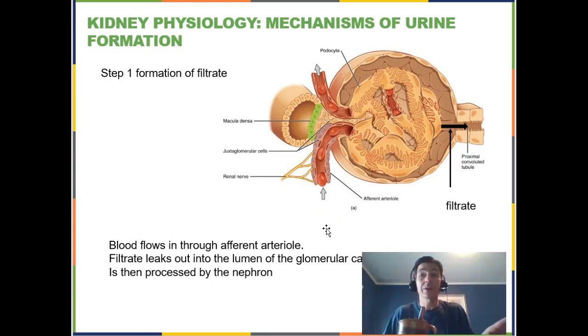All right, so here's how filtration works. As I mentioned earlier, blood is going to flow in through what is called the afferent arteriole. Then it enters this tangle of blood vessels here called the glomerulus. Fluid leaks out because the blood in these blood vessels is under pressure, and those blood vessels are porous, so fluid leaks out. This filtrate is going to flow through the rest of the nephron. That is going to become your urine.